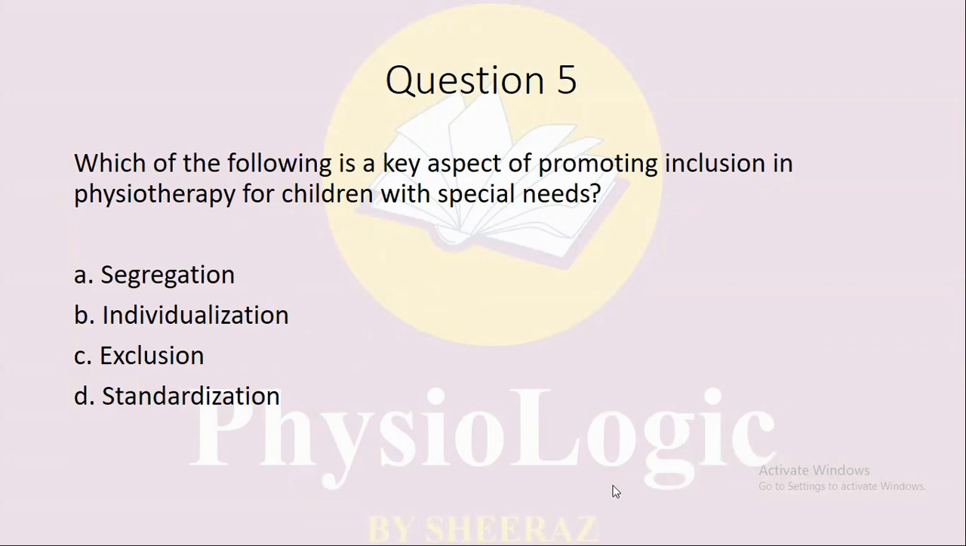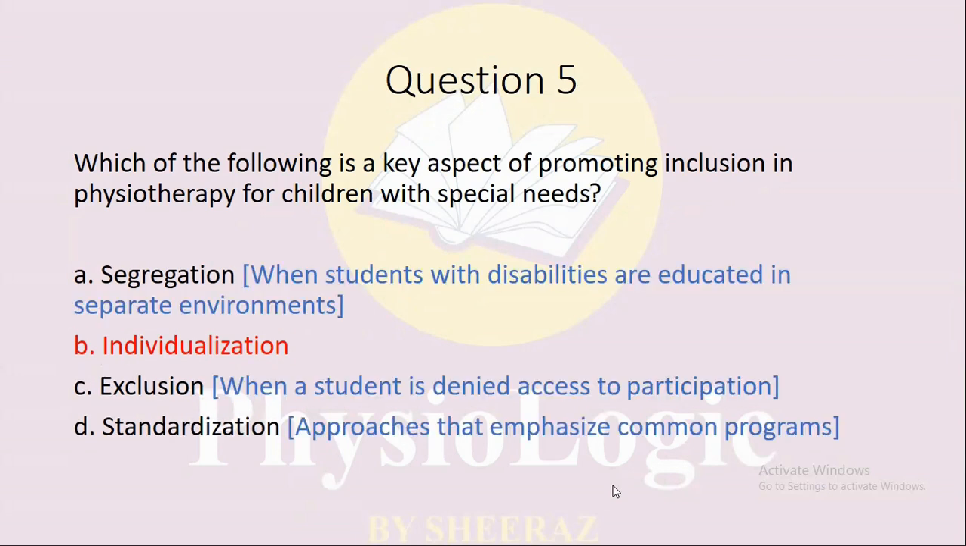Question number five. Which of the following is a key aspect of promoting inclusion in physiotherapy for children with special needs? Option A, segregation. Option B, individualization. Option C, exclusion. And option D, standardization. And the correct option is option B, individualization.